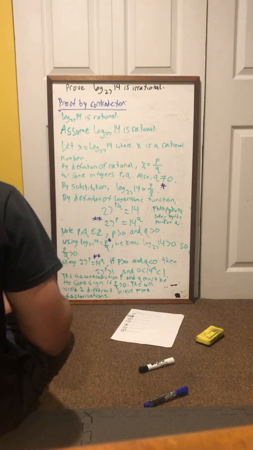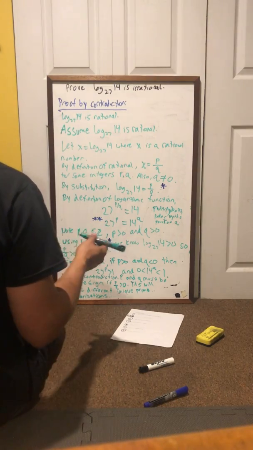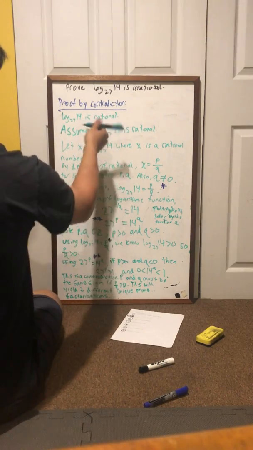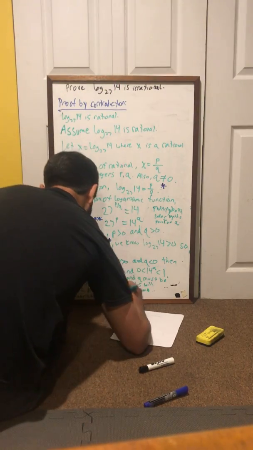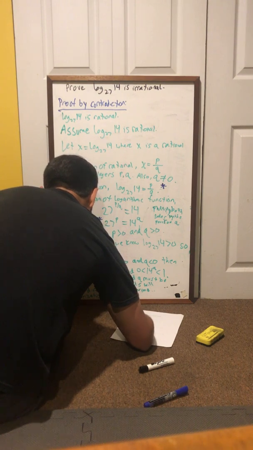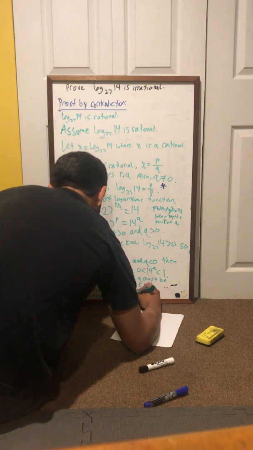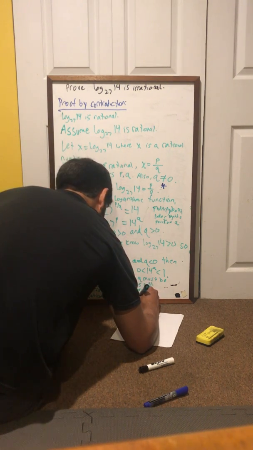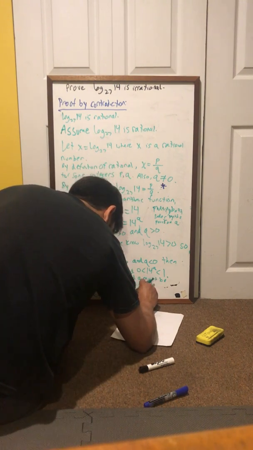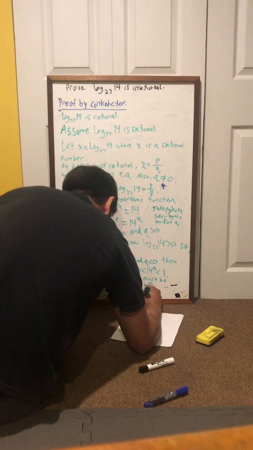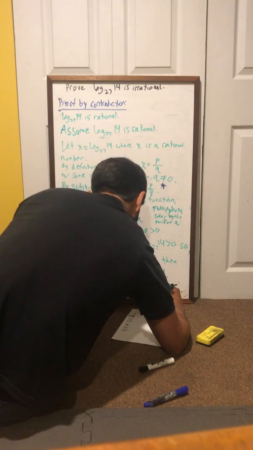So our proof by contradiction, log base 27 of 14 is rational, that was a contradiction. Therefore, we're going to say, thus, log base 27 of 14 is irrational.